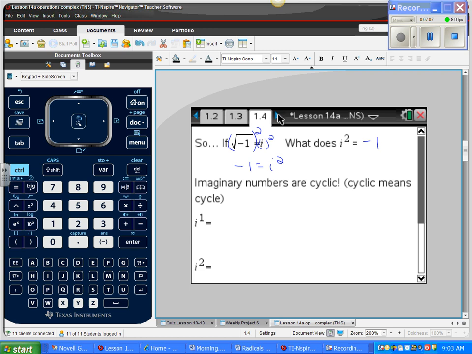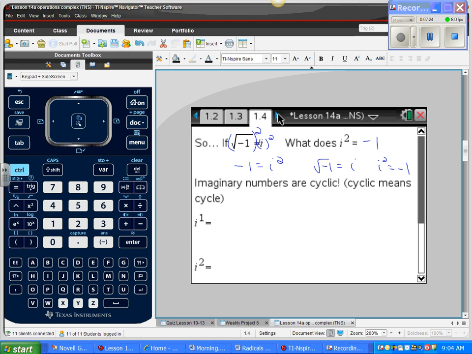Okay, so you have to make sure that these two things you have memorized. You have to have them memorized because when we get into operations, you're going to have to start replacing i squared every time you see it with negative 1.